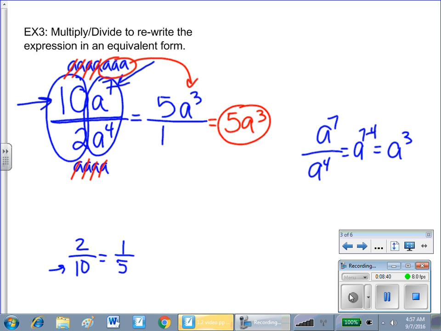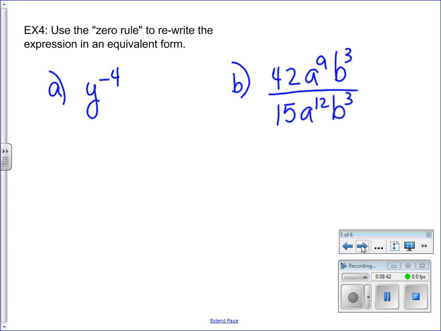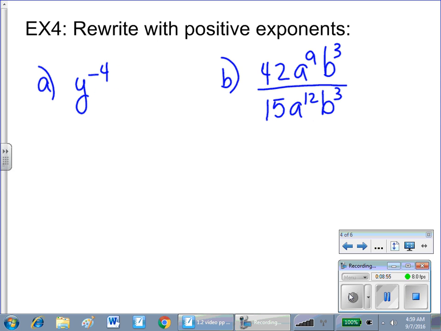Okay, we have one more example, but this example is 2 parts. So example number 4 says use the 0 rule to write the expression in an equivalent form. Okay, so hold on one. Okay, so I lied about 2 things. One thing is that this example 4, although it does have 2 parts, we are actually doing a different problem. We are rewriting with positive exponents. So we're going to use these 2 examples to rewrite with positive exponents, and we actually have one more example after this one, so bear with me.